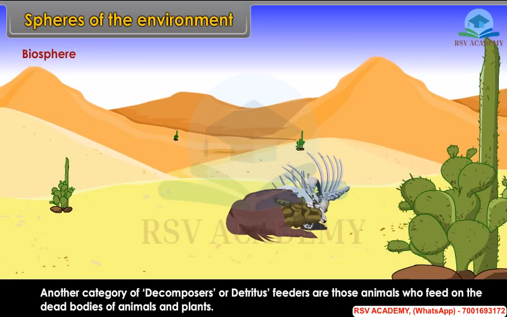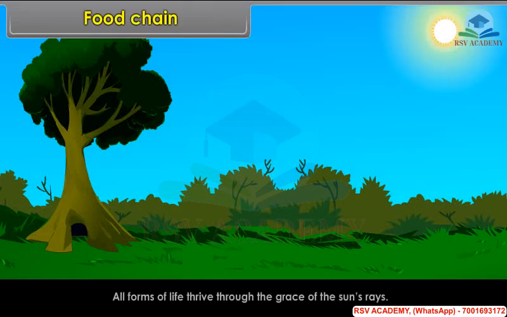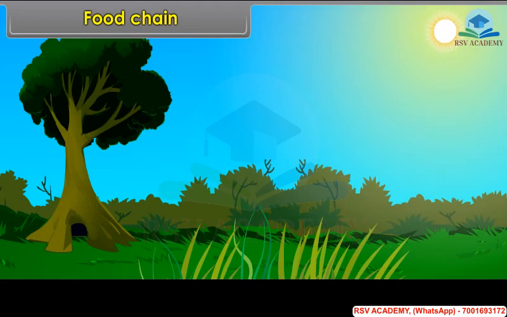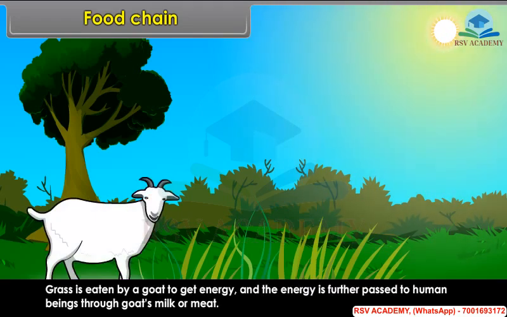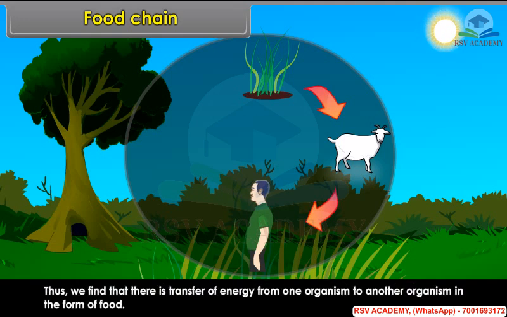Food chain. All forms of life thrive through the grace of the sun's rays. Grass grows due to solar energy. Grass is eaten by a goat to get energy, and the energy is further passed to human beings through goat's milk or meat. Thus, we find that there is transfer of energy from one organism to another organism in the form of food. This transfer of energy from one organism to another organism is called food chain.